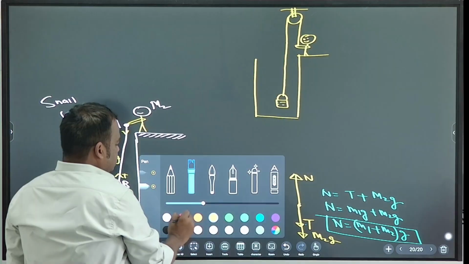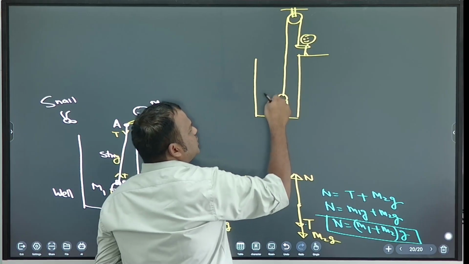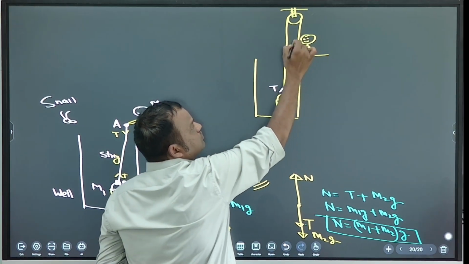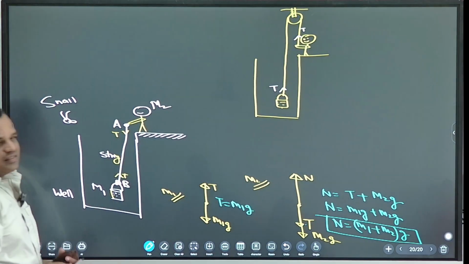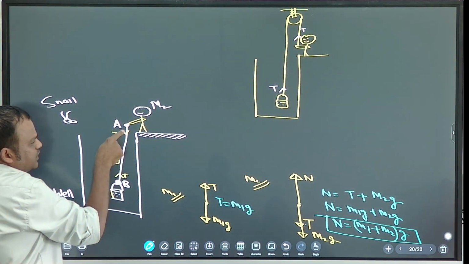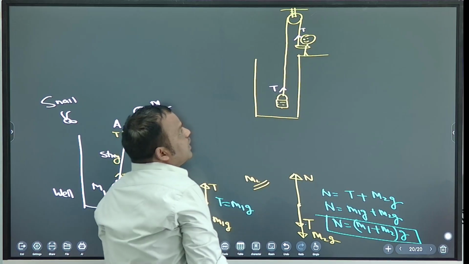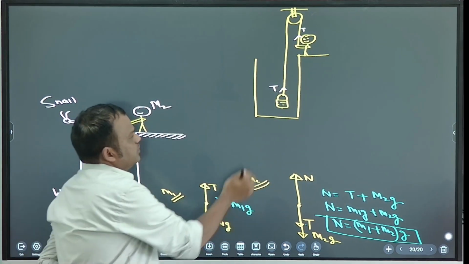So tell me, on the bucket, what is the direction of tension? Upward. Direction of tension on the person? Upward. Now this is the difference. In the earlier case, what is the direction of tension? Downward. In this case, what is the direction of tension? Upward. Good. And tension is the same, m1g.